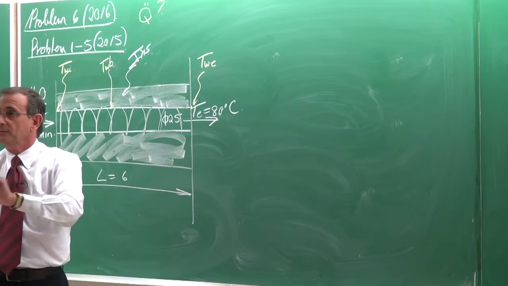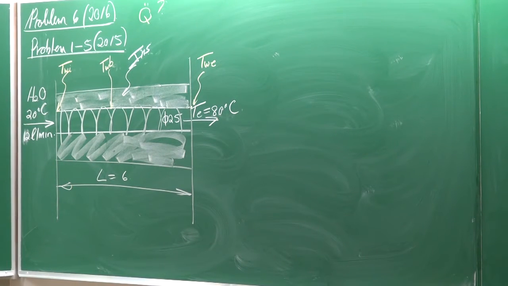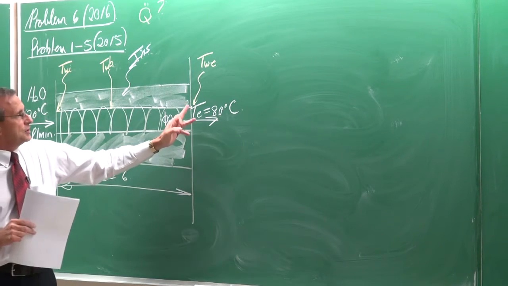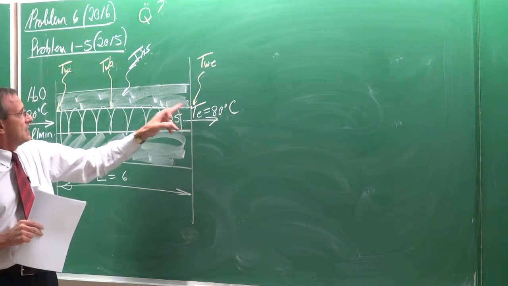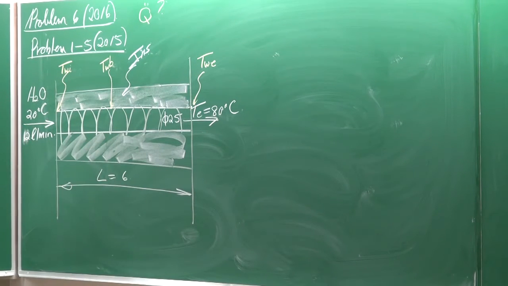You all understand the problem. Water being heated in a tube from 20 to 80 degrees Celsius, 6 meters, 25 millimeters, 12 liters per minute, and we are being asked to determine this wall temperature here, in the center, and at the inlet.